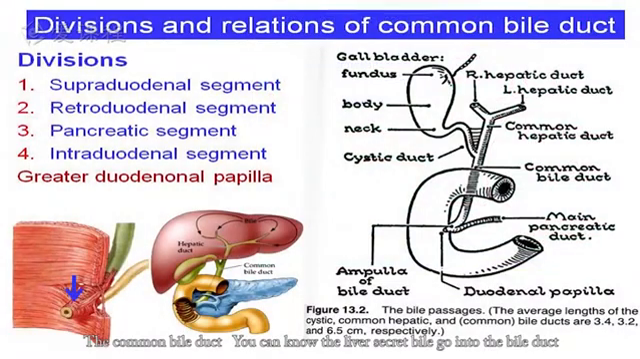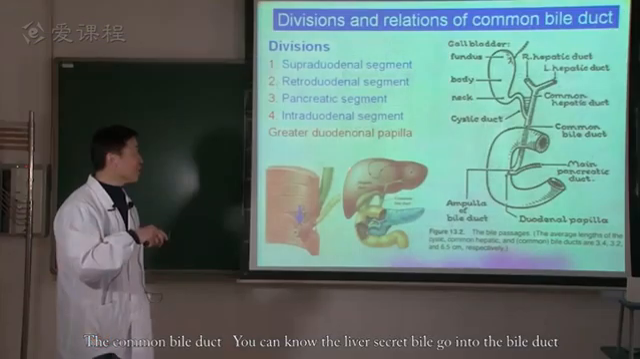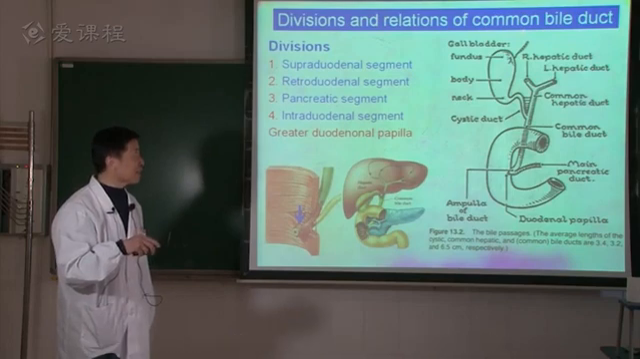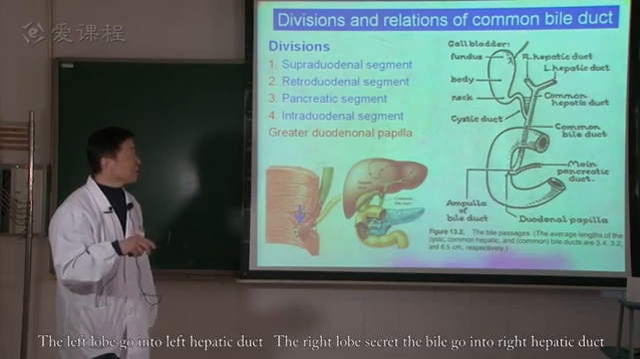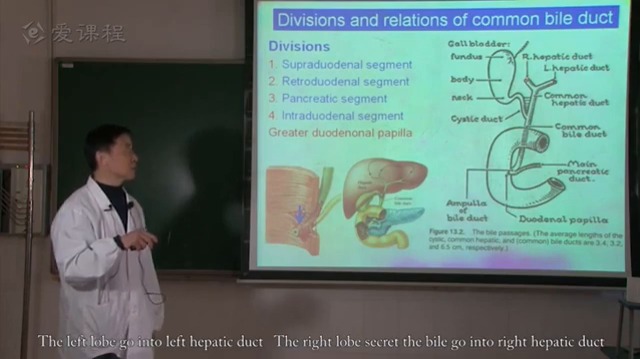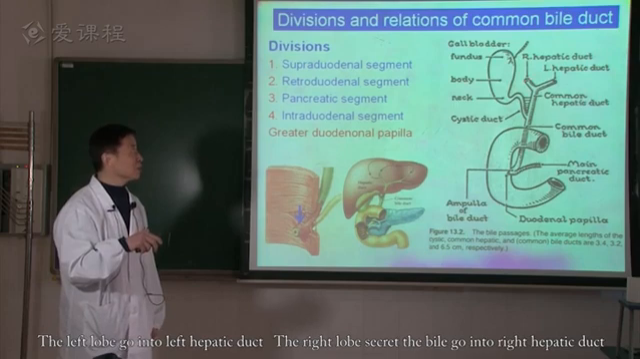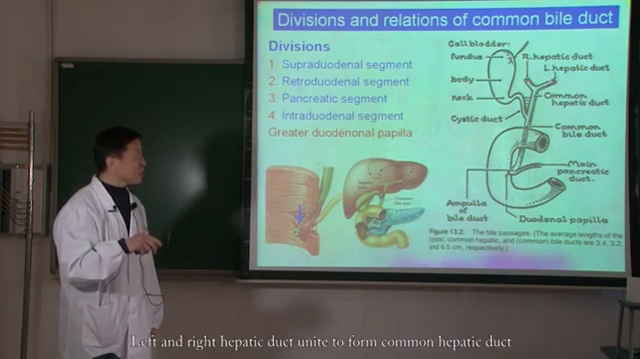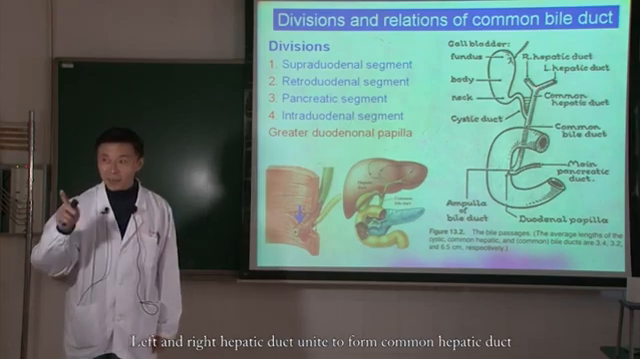The common bile duct. The liver secretes bile, which goes into the bile duct. The left lobe secretes bile into the left hepatic duct. The right lobe secretes bile into the right hepatic duct. The left and right hepatic ducts unite to form the common hepatic duct.